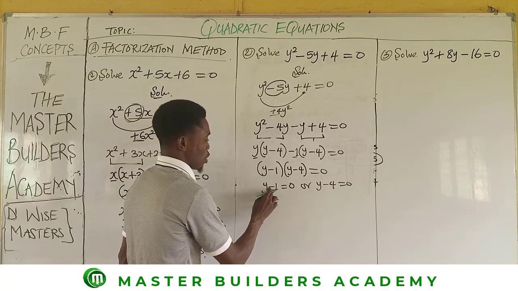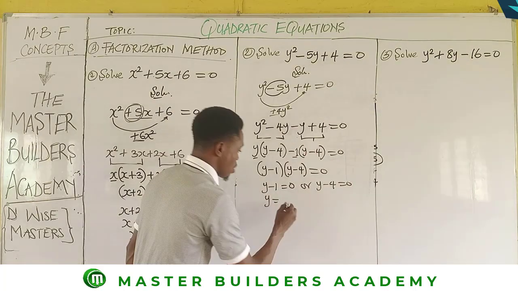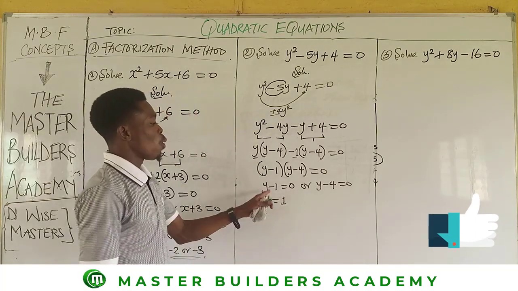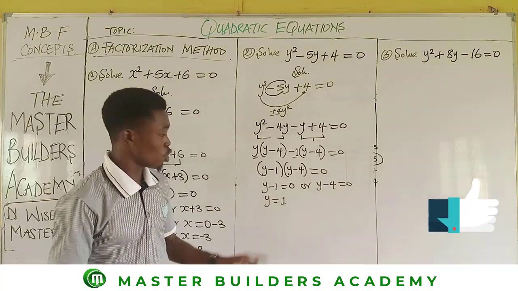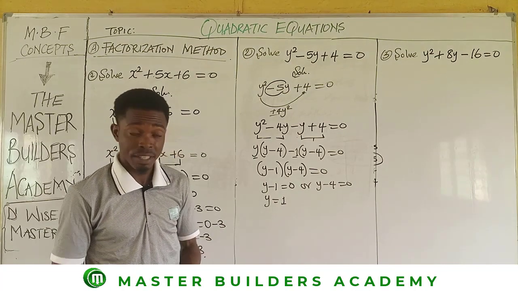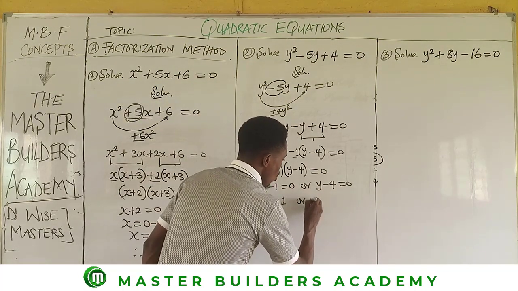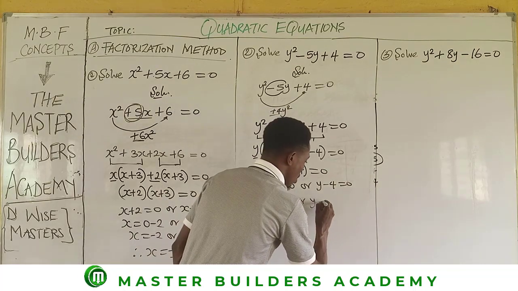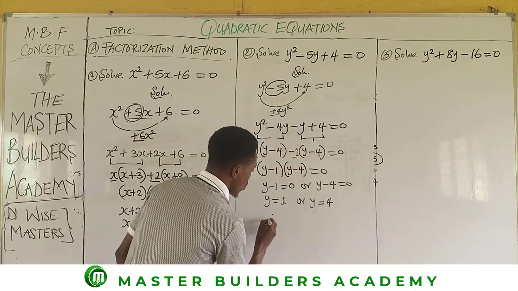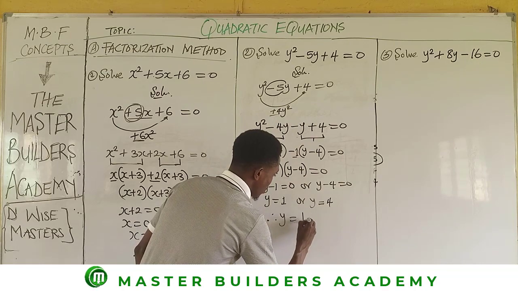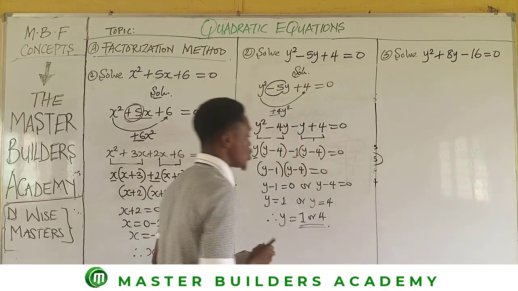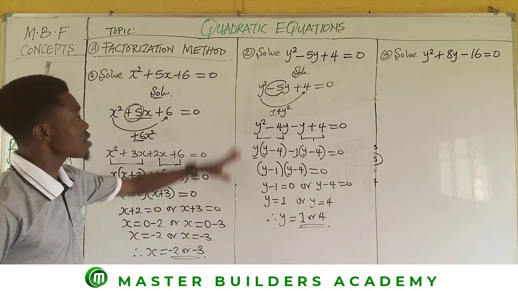We are taking this minus 1 across. Now, when minus 1 crosses the sign of equality, we are going to have plus 1. Guys, there is no need to put 0 plus 1. Let's just ignore the 0 because 0 plus anything remains the same. Then, when we take minus 4 across the sign of equality and add it to 0, we are going to have plus 4. Therefore, y is equal to 1 or 4. These are the roots of this equation.